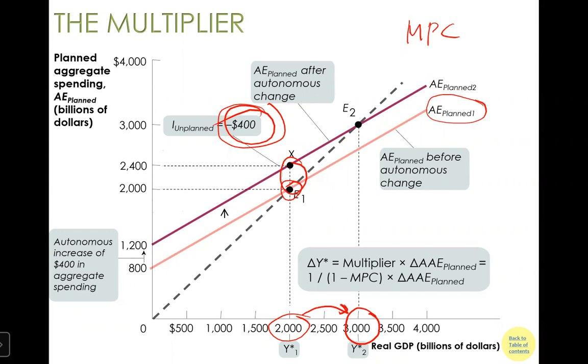But at the end, you can see the change in GDP equals the multiplier times the change in aggregate expenditure, right? And this multiplier in this case equals 2.5. But this is linked with your MPC, right?